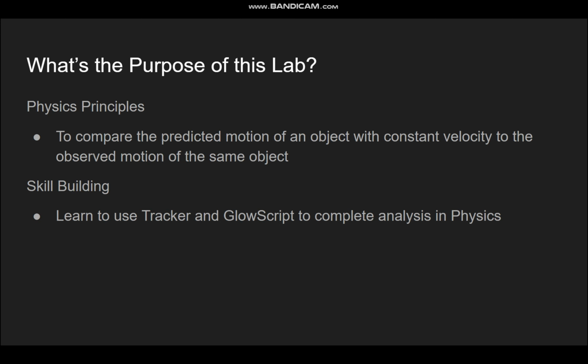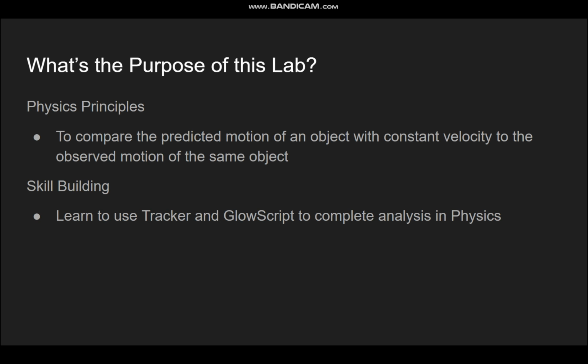What's the purpose of this lab? Why are we doing it? In terms of physics principles, we're doing this lab to compare the predicted motion of an object with constant velocity to the observed motion of the same object. And in terms of skill building, we are doing this lab to learn to use Tracker and GlowScript to complete analysis in physics class.